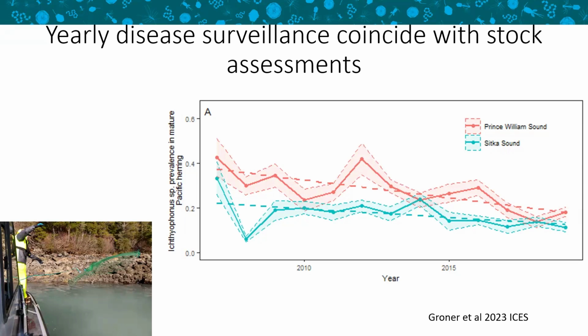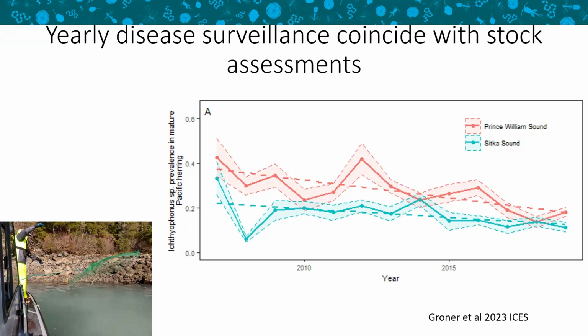So we have this data. The surveillance data coincided with the stock assessment. So once a year, when they're collecting data to figure out how big the population is, we would take a subsample of those herring and do necropsies on them and determine the infection status. And so that's how that data was collected.